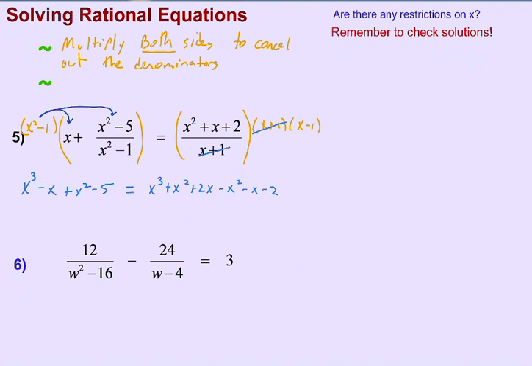Okay, but we have some terms to combine and others cancel out. So the x cubes on both sides will cancel out. The x squareds, this one will cancel out with that one. The negative x's will cancel out. And so when I'm done with all of this canceling out, I will have -5 equals 2x minus x squared minus 2.